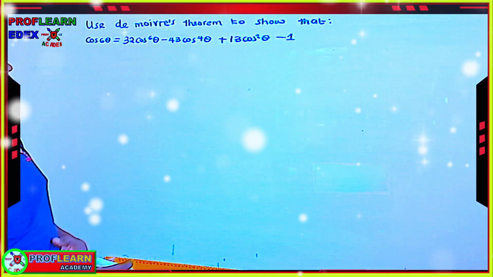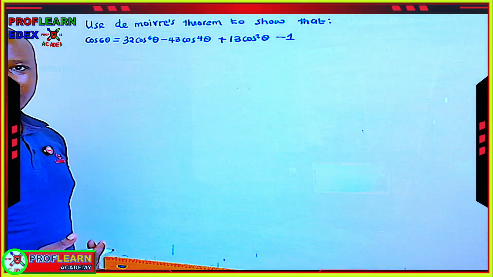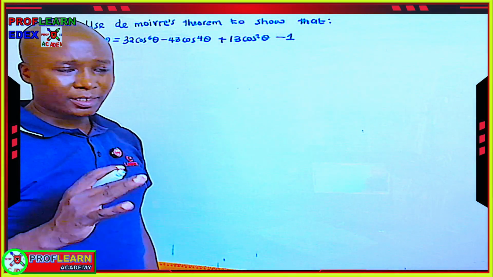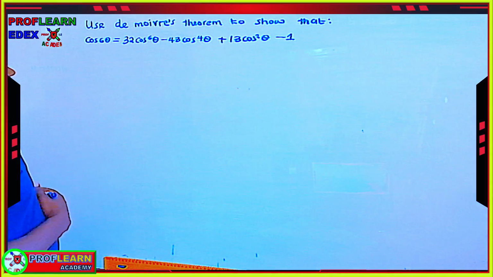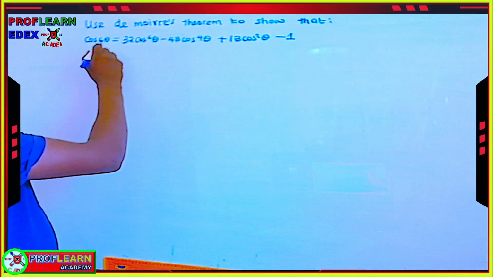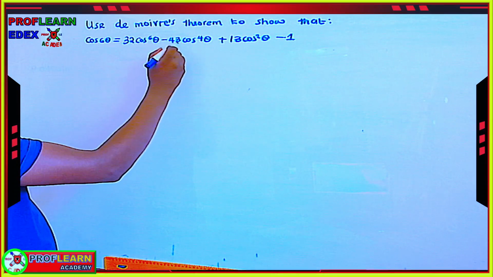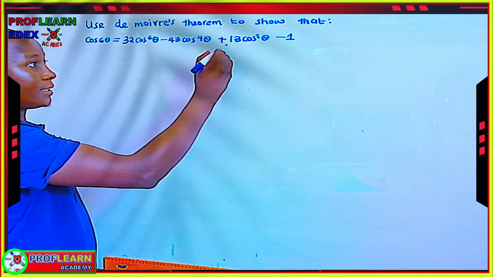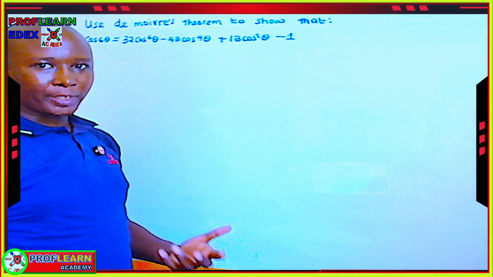In this question, we are supposed to use De Moivre's theorem to show this particular expression that we have here. If you are taking Further Pure Math, this is the question that will be asked in Further Pure Math 2, whereby you are told cos 6θ is equal to 32 cos^6 θ minus 48 cos^4 θ plus 18 cos^2 θ minus 1. How do you use De Moivre's theorem in order to do this?